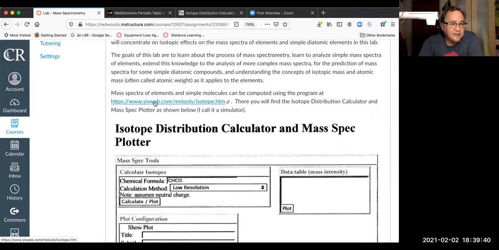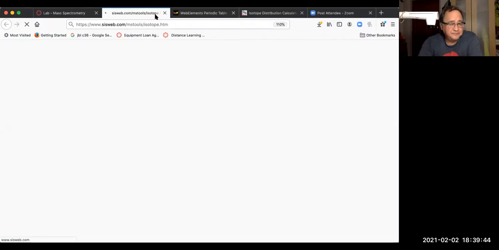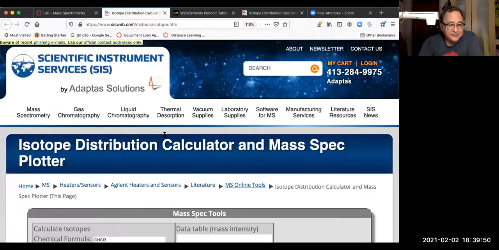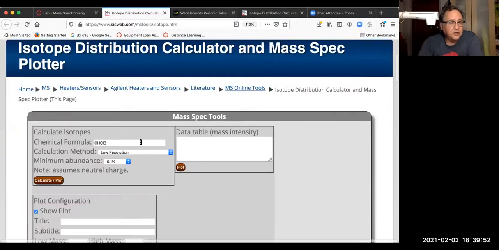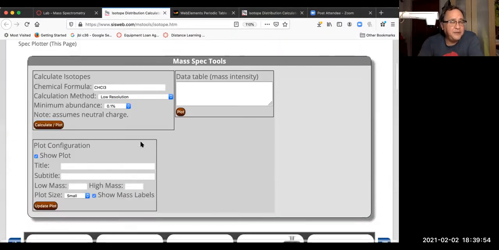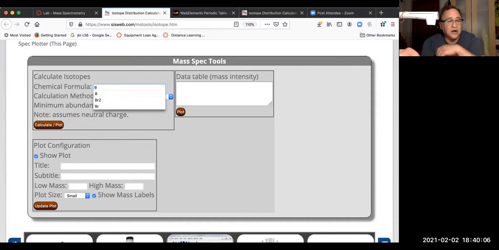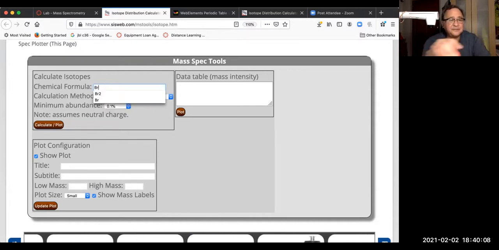https www.sysweb, etc. So if I link to that, you're going to see a site pop up that looks like this. So we're told to type Br into the chemical formula. The chemical formula is here at the top. Well, not at the top, but here in this window. And I'm going to type bromine, uppercase B, lowercase r, and hit enter.